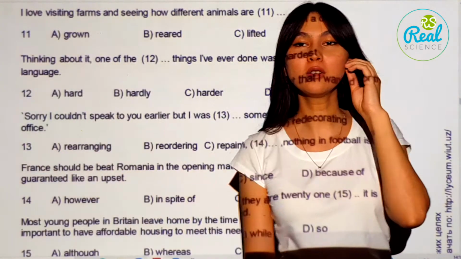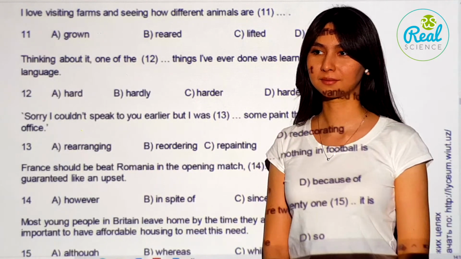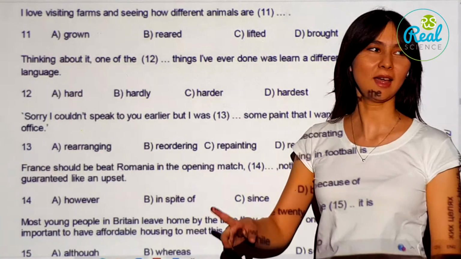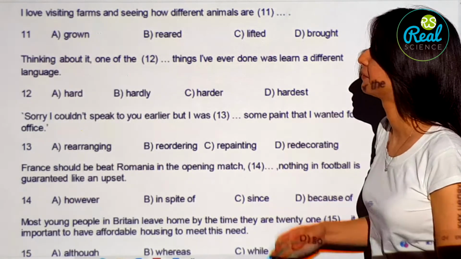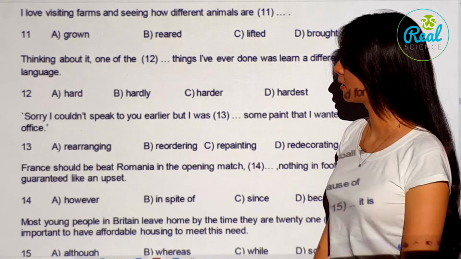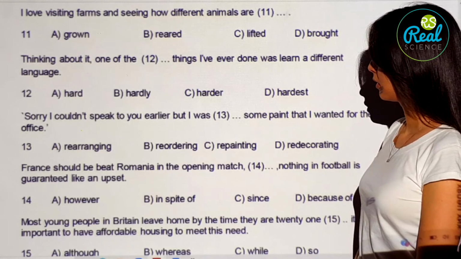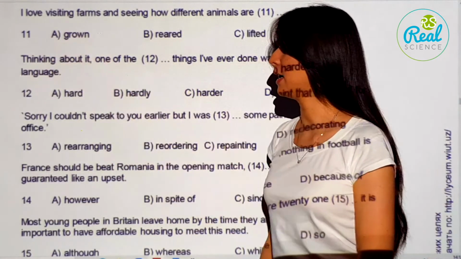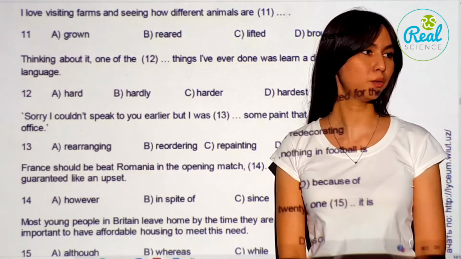So the first one, who wants to read? Can I? Yes, go start. I love visiting farms and seeing how different animals are grown. Are grown. The correct answer is A1. Very good. So second, who wants to read?